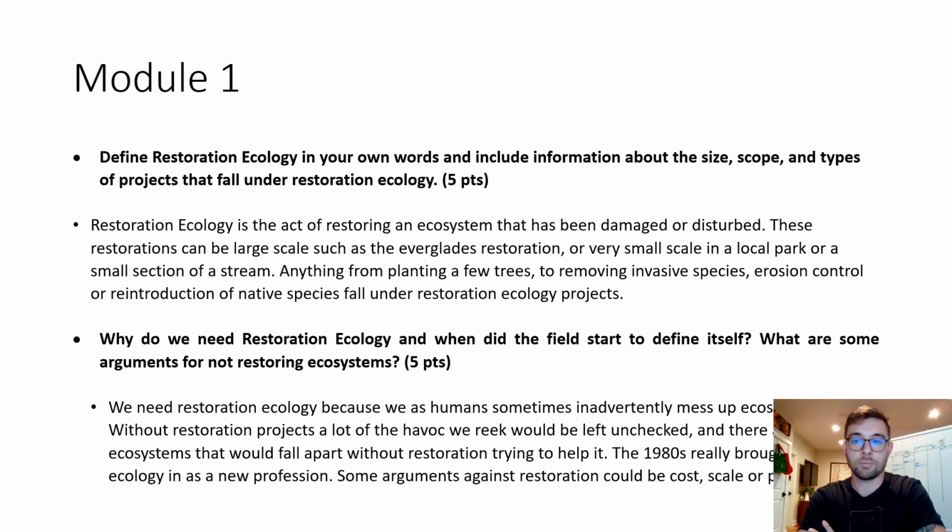The 1980s really brought restoration ecology in as a new profession. Some arguments against restoration could be cost, too large of a scale, or bad public opinion of the project.